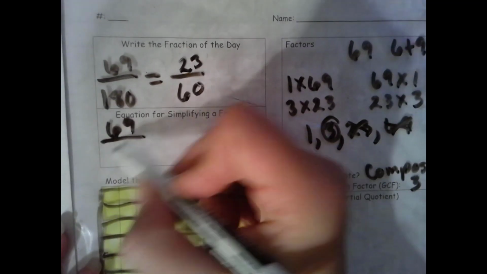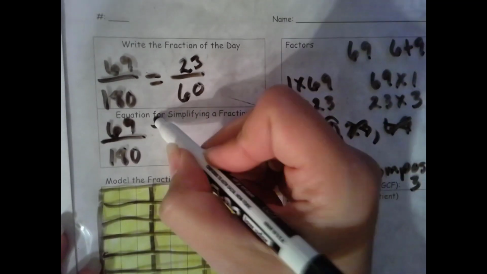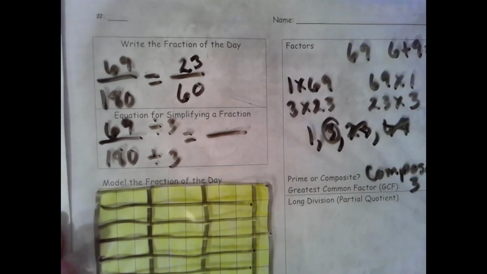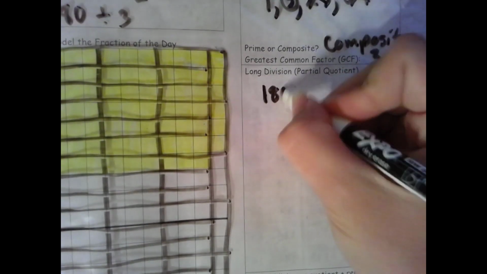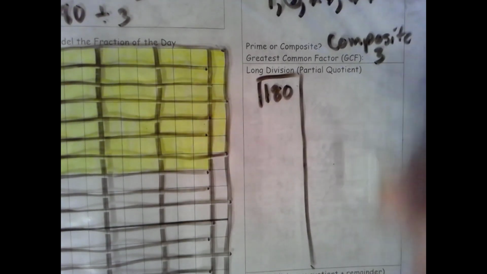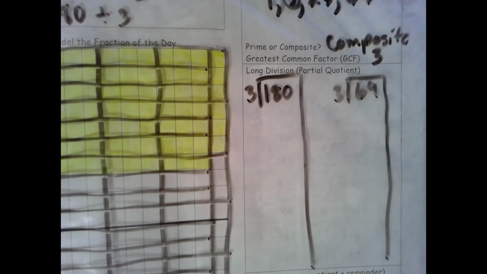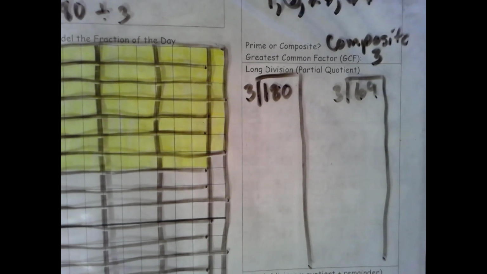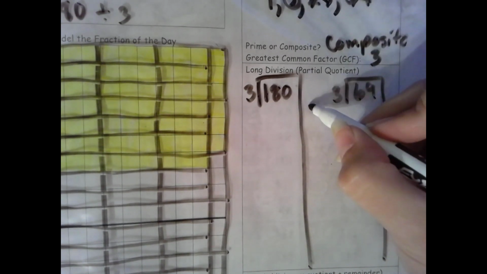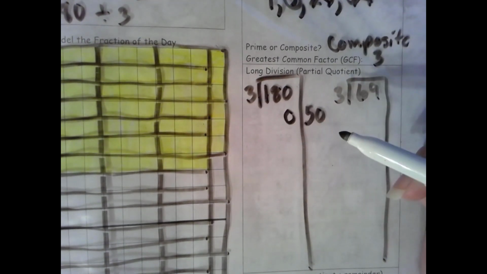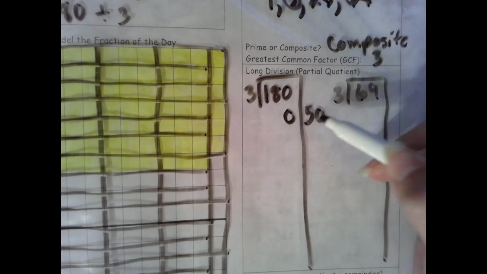Okay. Now that I've done my division with my model, I'm going to go ahead and do the division with the algorithm. I'm going to use our greatest common factor of 3. So 180 divided into groups of 3, and 69 divided into groups of 3, or 3 equal groups. Let's see, I'm going to do 50 times 3 because I'm pretty good at multiplying by my 5s and my 10s. Placeholder moves it over a place.